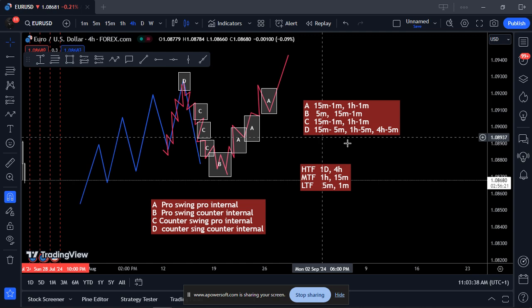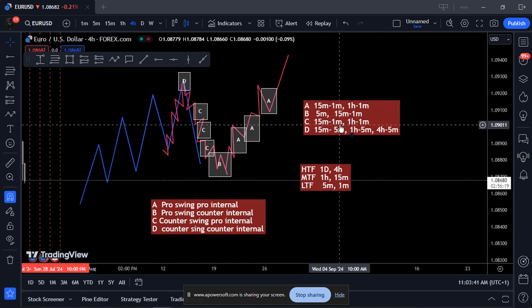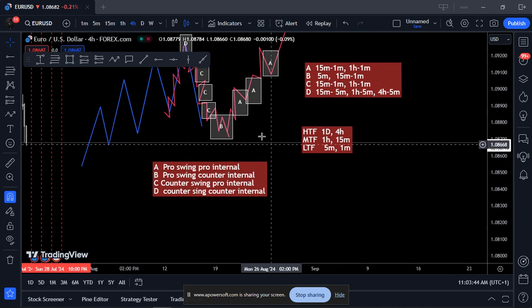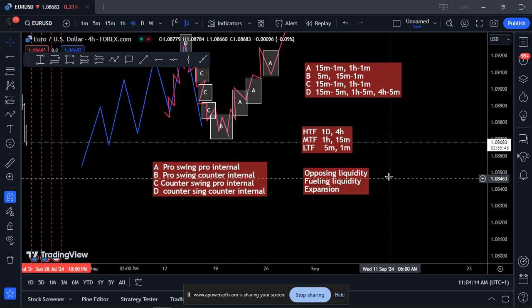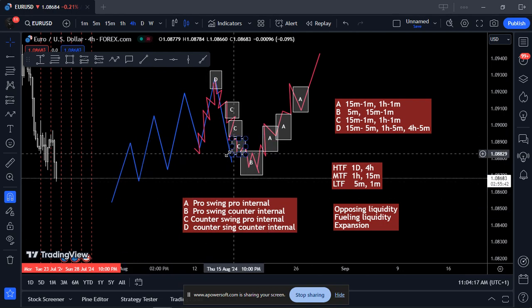Then when I'm going opposite, you have the whole thing here. I've explained it. I believe you understand it. If you don't, please try to rewatch. Then our entry as we always have it. We know how it goes. Opposing liquidity, falling liquidity, then expansion. So I just feel we should have everything on the screen.